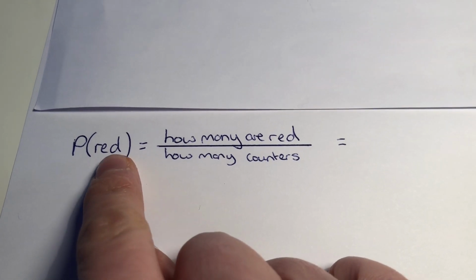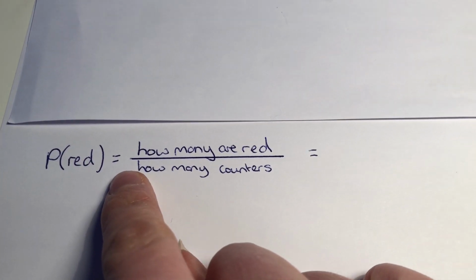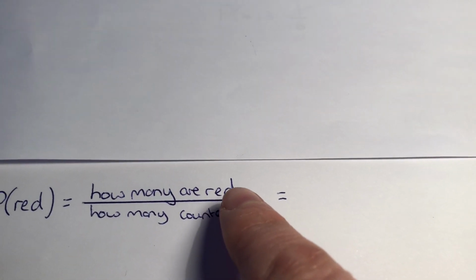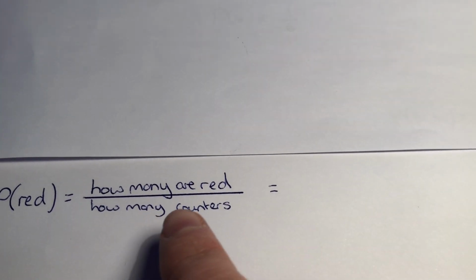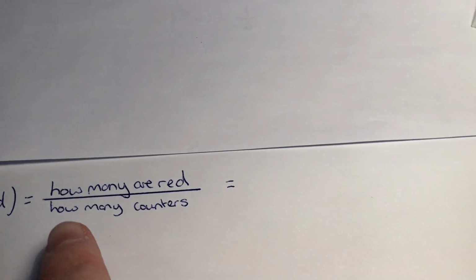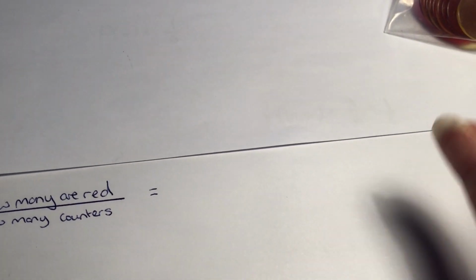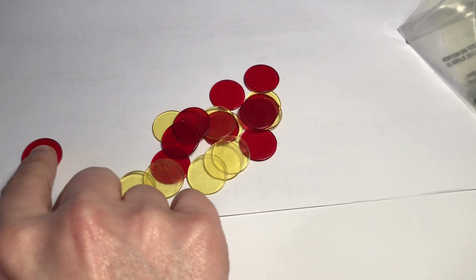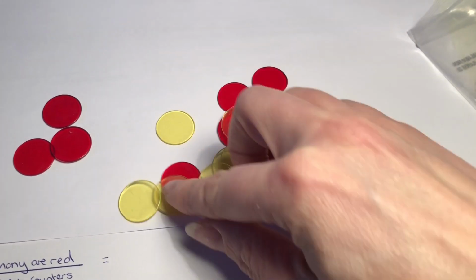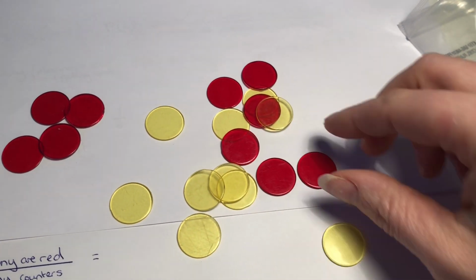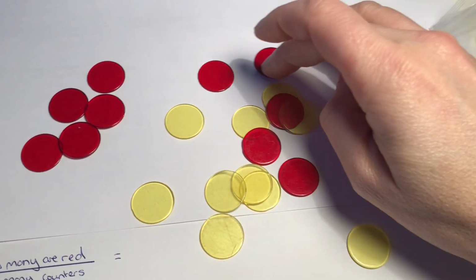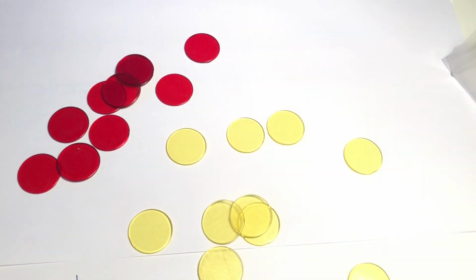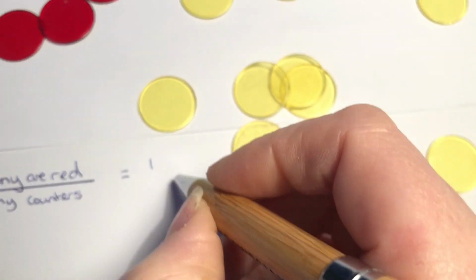The probability of getting a red is equal to, well, we know that that means how many, what we're interested in. So how many are red, and then over how many there are in total, which will actually be how many counters there are in total. So let's have a look at our bag, and we're going to have to count them out. So in red, there's 1, 2, 3, 4, 5, 6, 7, 8, 9, 10. Okay, so I know that my top number is 10.